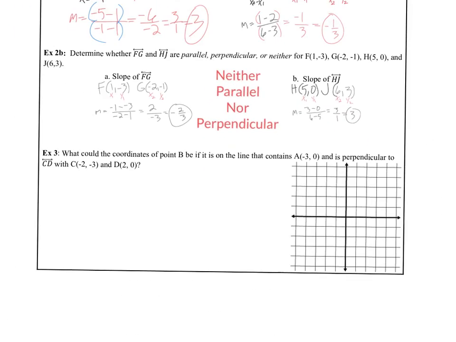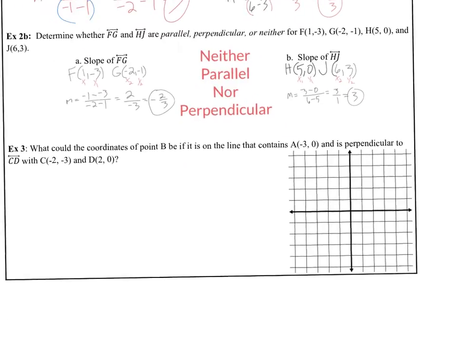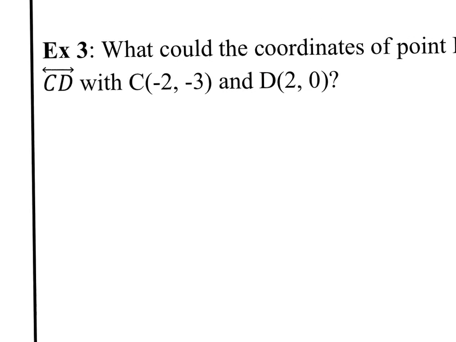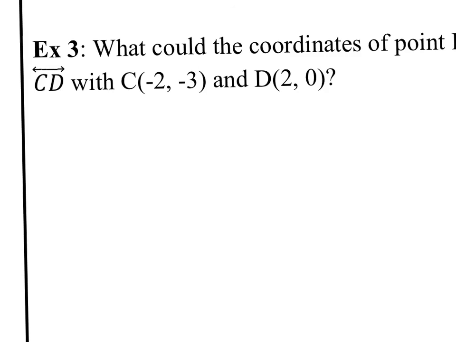Okay, so I got one more example. Example 3 says, what could the coordinates of point B be if it is on the line that contains A and is perpendicular to C and D? So this sounds kind of weird. I tried wording it the best I could. But what I'll do is I'll calculate the slope of CD first.